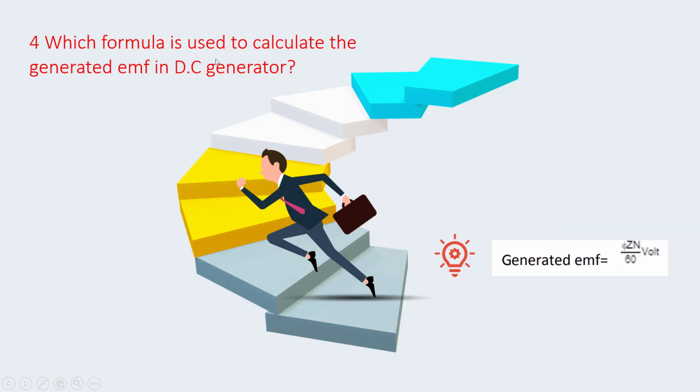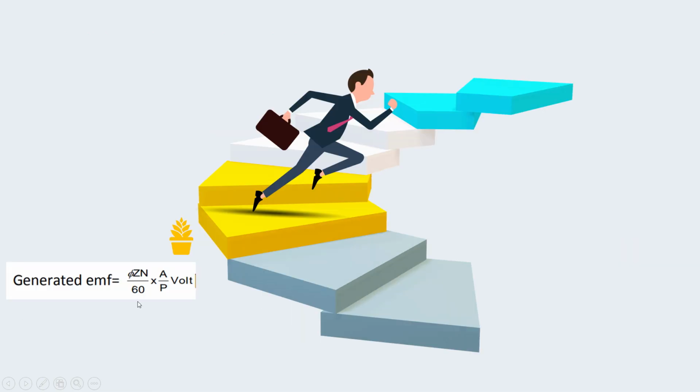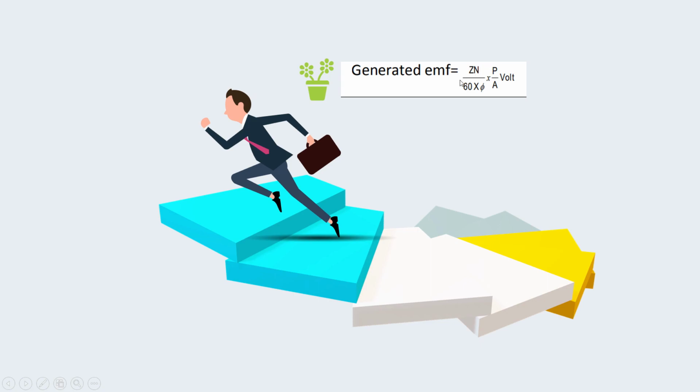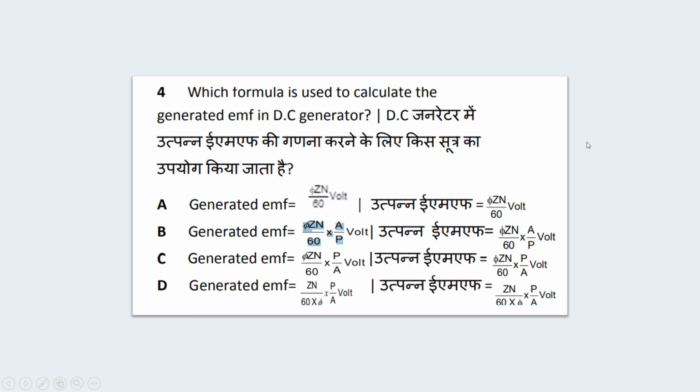Which formula is used to calculate the generated EMF in a DC generator? EMF equals phi Zn by 60. EMF equals phi Zn by 60 into A by P. EMF equals phi Zn by 60 into P by A. EMF equals Zn upon 60 into phi into P by A. So the answer is option C: EMF equals phi Zn divided by 60 into P by A, in volts. This is the answer.